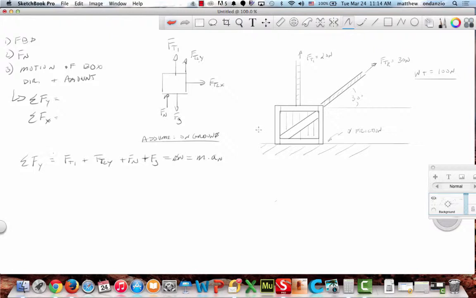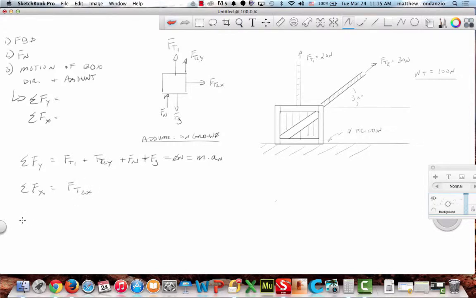Okay, so let's set up, while we're here, the other equation. What's the other equation we have to set up? We have the forces in the y. What other equation can we set up? The x. So the sum of the forces in the x. What are my forces in the x?